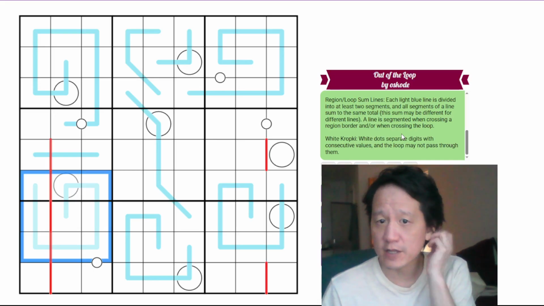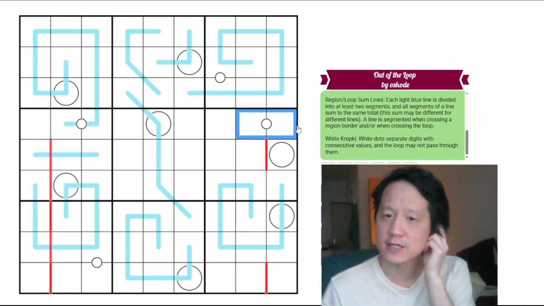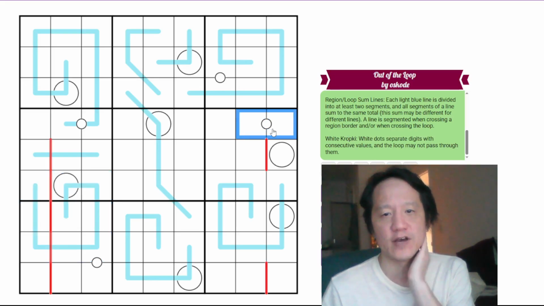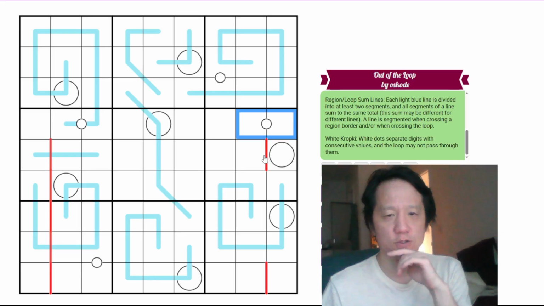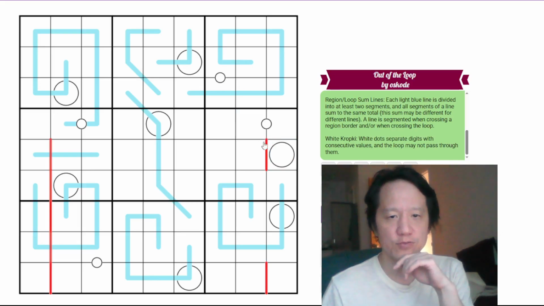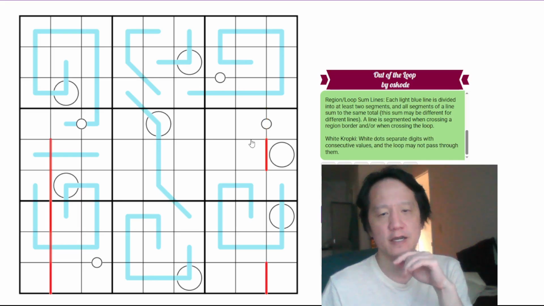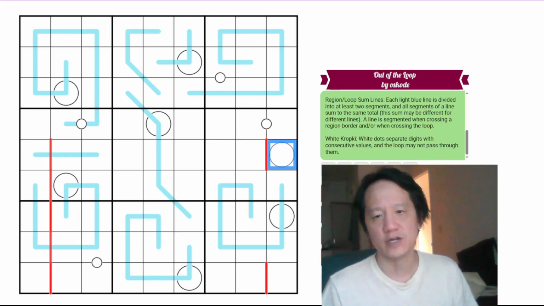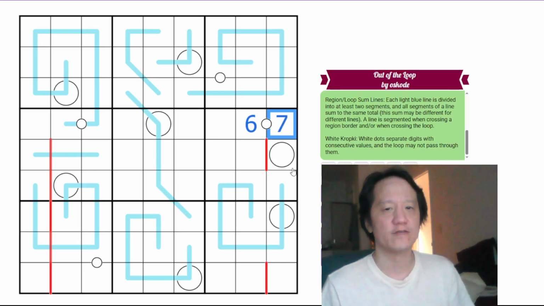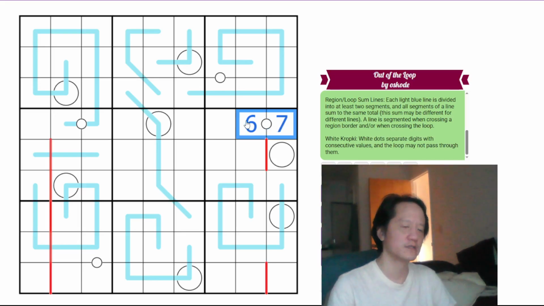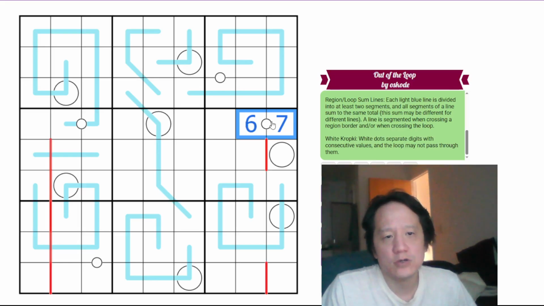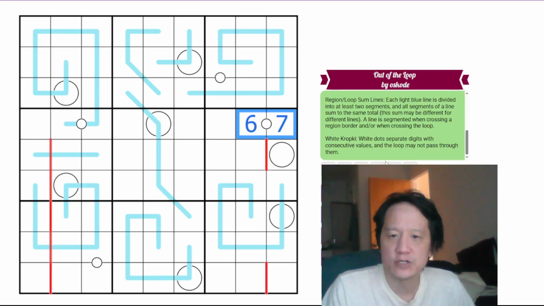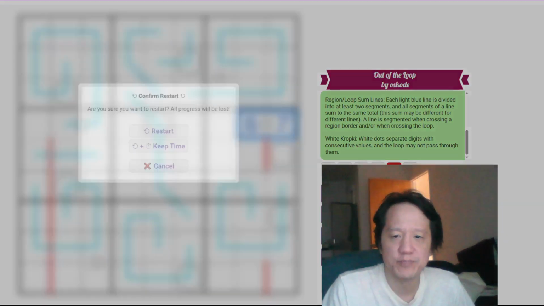We also finally have white Kropki dots, where white dots separate digits with consecutive values, and the loop may not pass through them. So the loop cannot pass through these white Kropki dots. If, say, this was a 6, this would have to be a 5 or 7 to make sure that these digits are consecutive. Well, those are all the rules. If you'd like to play along, there's going to be a link in the description. And now I'm going to get started.